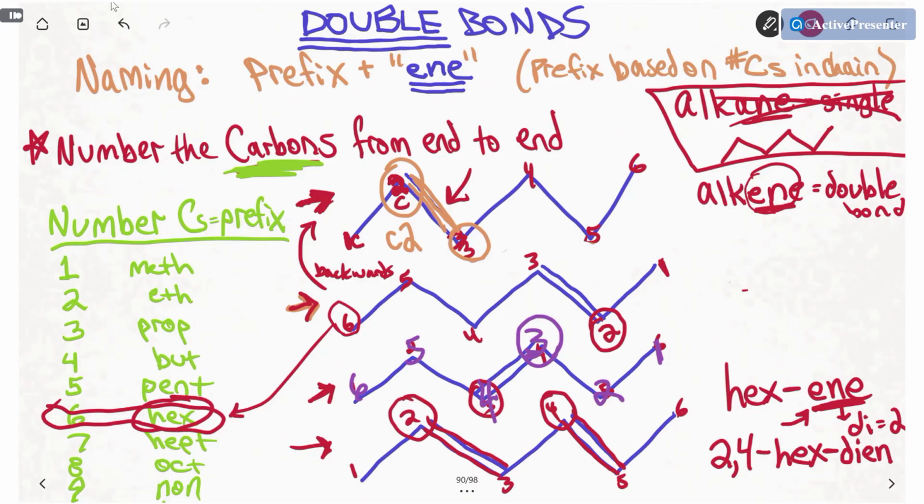And you don't put a hyphen in between the di and the ene. You just put them all together. So 2 double bonds, di-ene. Or you could always write it the other way. You can go hex and then 2, 4 hyphen di-ene. Just don't forget that in between the set of numbers and the words needs a hyphen. So there's going to be a hyphen in front of the numbers and after the numbers. But you do not hyphenate the di with the ene. You just put it all together, di-ene.